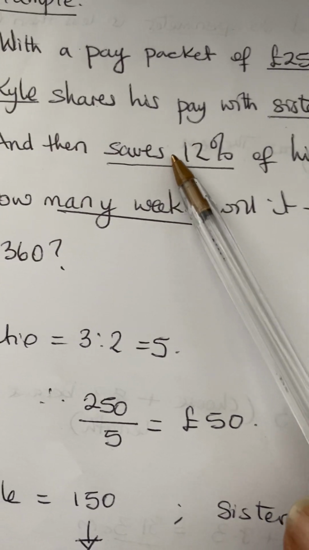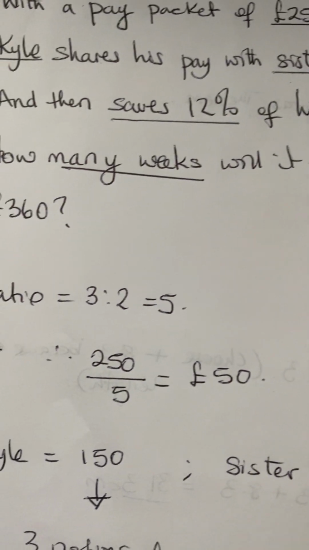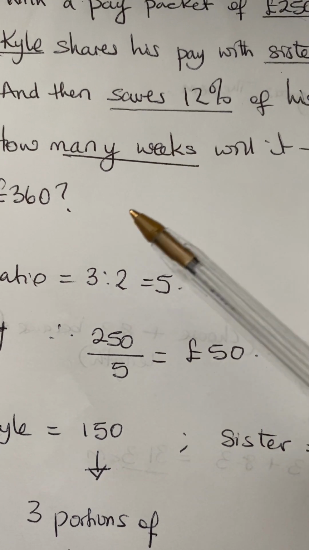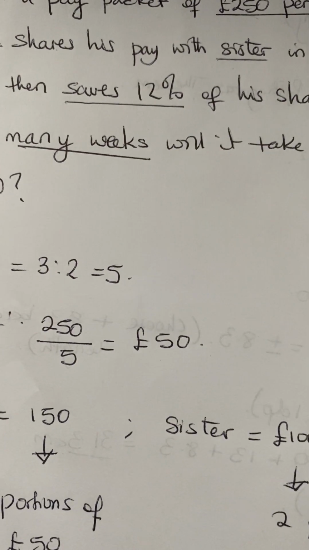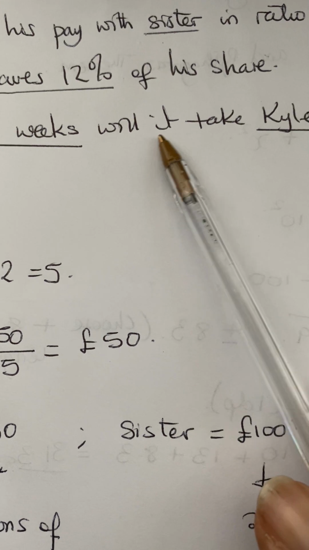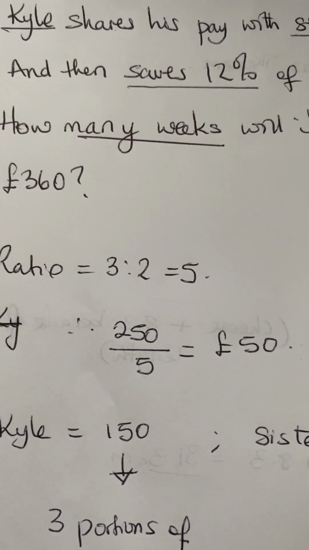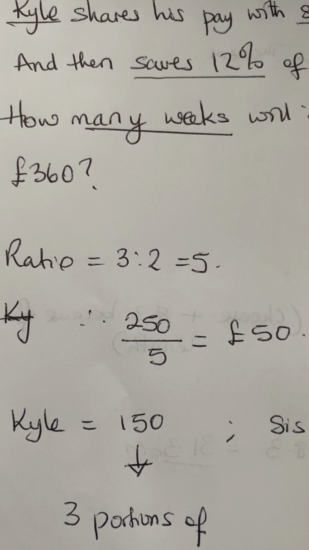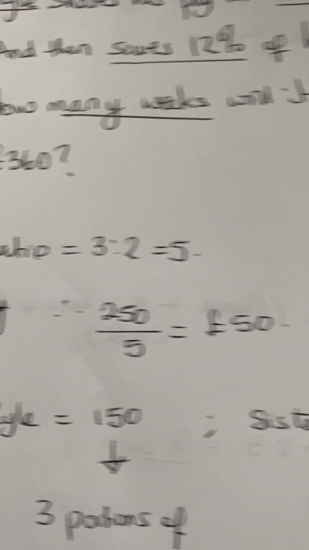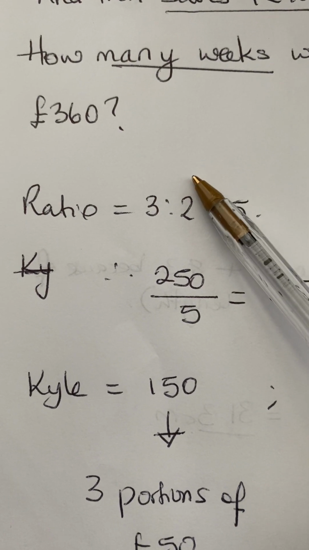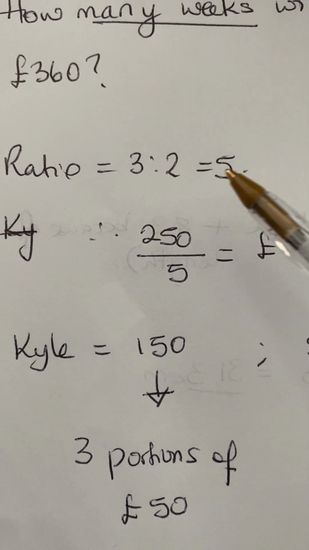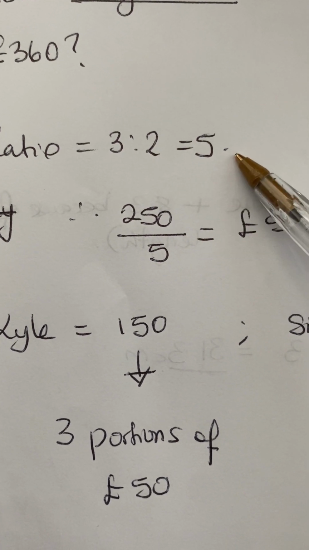Carl shares his pay with his sister, and then he takes 3 portions and gives 2 portions to the sister. Maybe he's helping the sister out with something, we don't know. And then he saves 12% of his 3 portions. How many weeks will it take Carl to save 360 pounds after sharing with the sister? So we know the ratio is 3:2, which is 5.